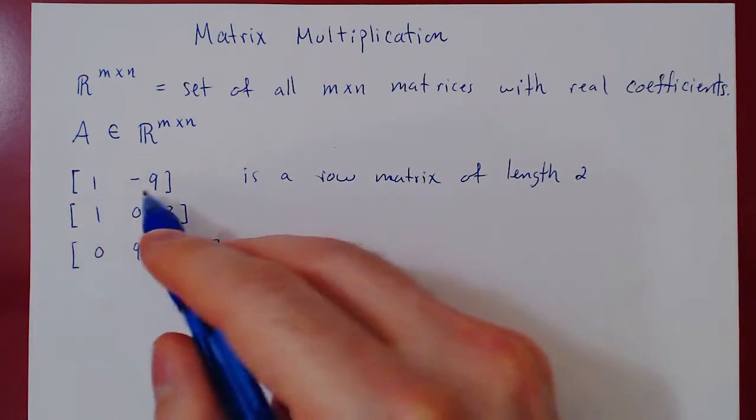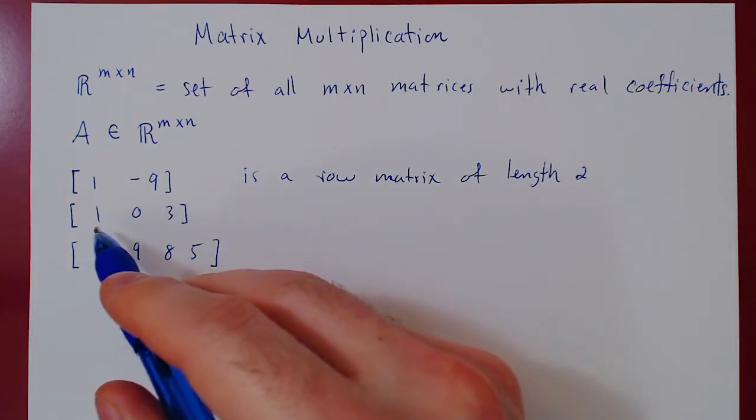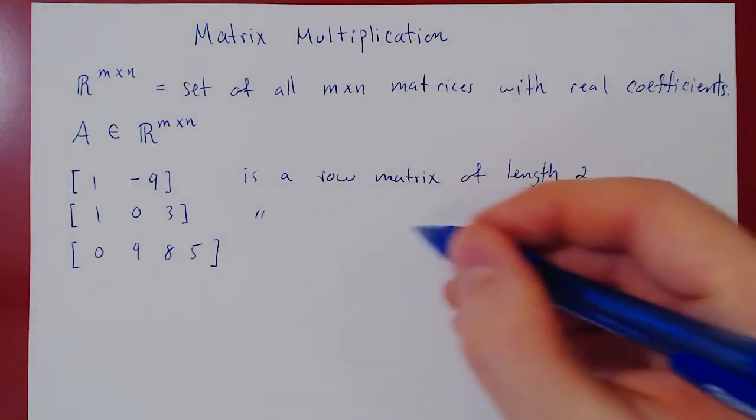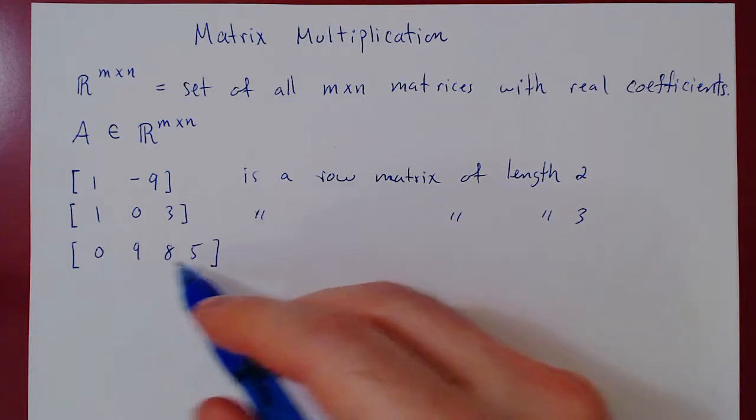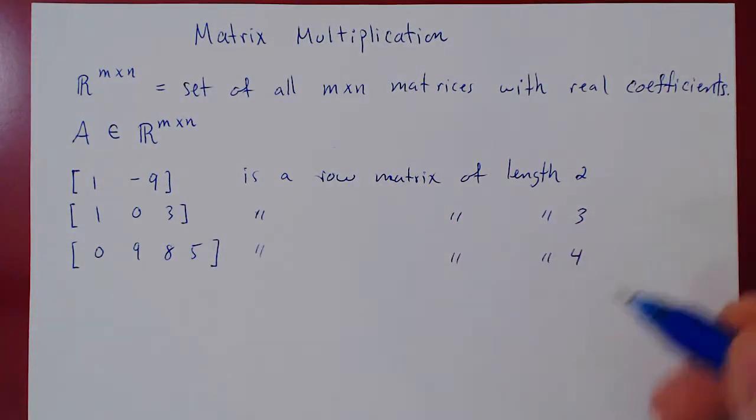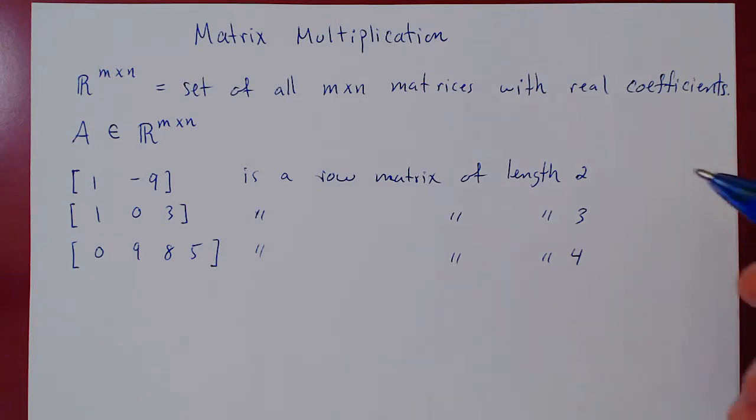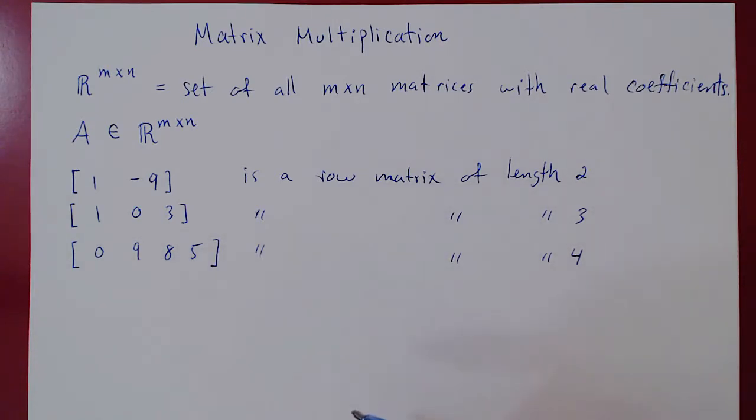Because it is a single row and consists of 2 entries, this is a row matrix of length 2. This is now obviously a row matrix of length 3 because it consists of 3 entries, and this is a row matrix of length 4 because it consists of 4 entries, and so on. So in general, a row matrix of length n is a single row with n entries.